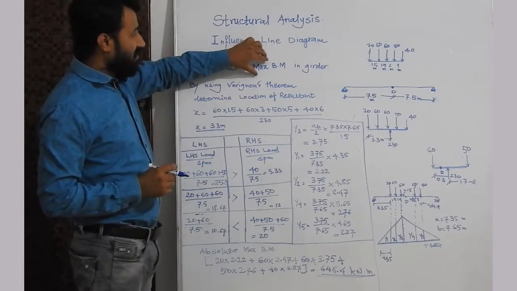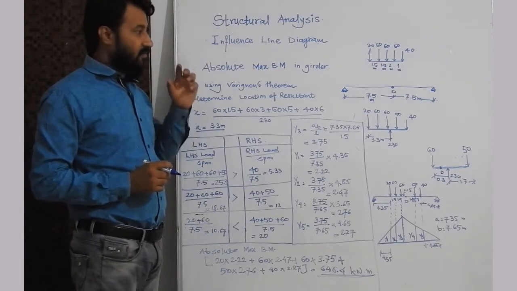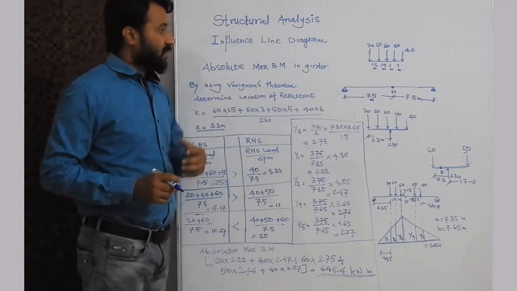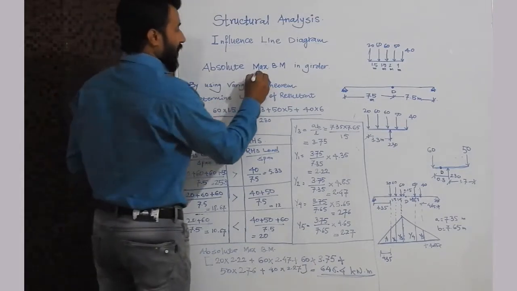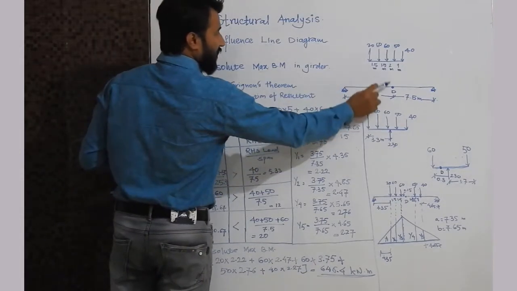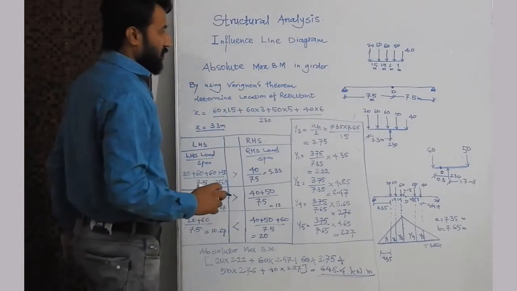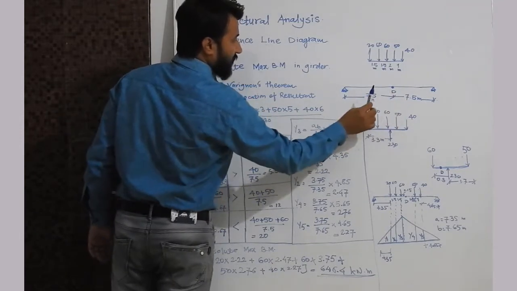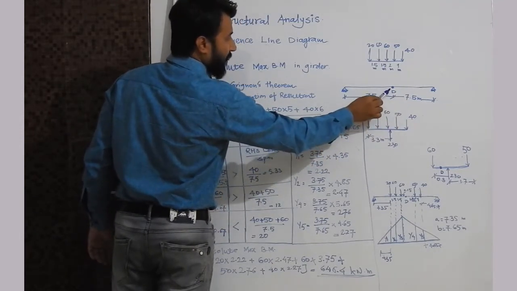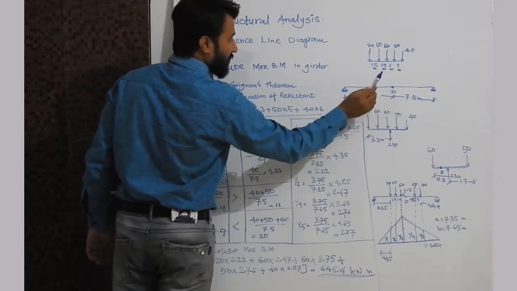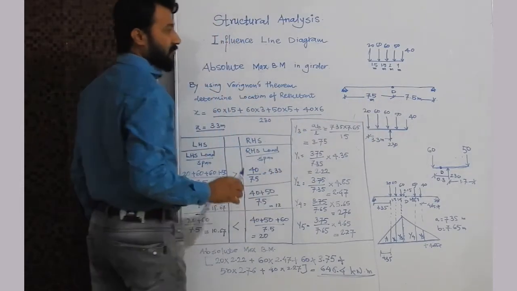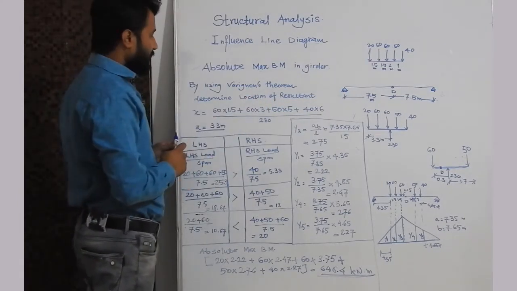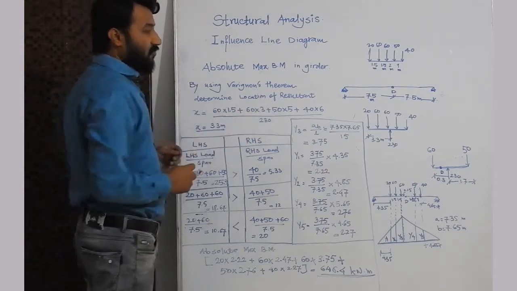So we know that the maximum bending moment occurs in the mid span of the girder. Okay, so the maximum bending moment is always in the middle span of any girder. So what we have to do, we have to divide this girder of 15 meter into two parts equally. So we will put this point as D at the center, so 7.5 meter and 7.5 meter from each support A and B. Now by using Varignon's theorem, we will determine the location of the resultant.